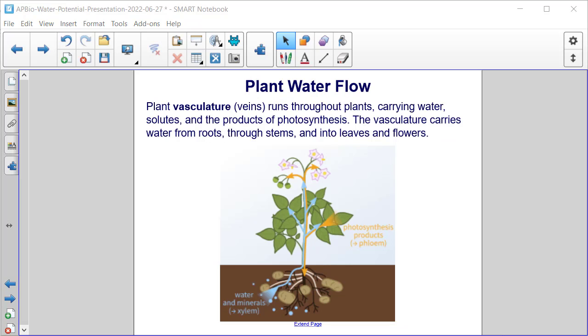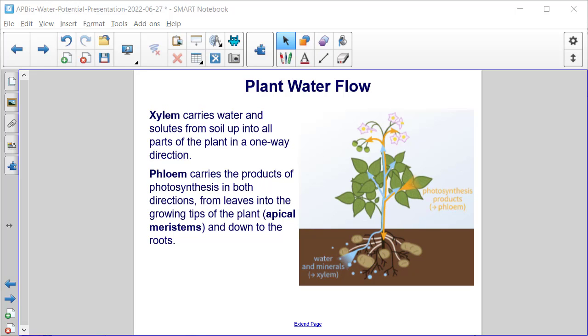Plant water flow. Plant vasculature, or veins, runs throughout plants carrying water, solutes, and the products of photosynthesis. The vasculature carries water from roots through stems and into leaves and flowers. You can see this vasculature drawn here of the water moving.